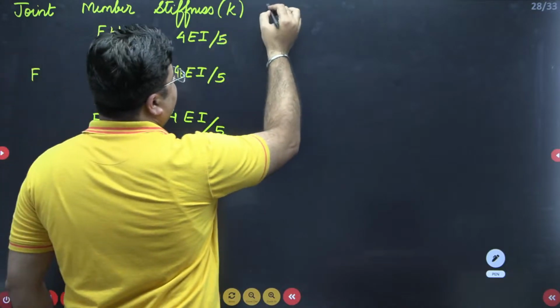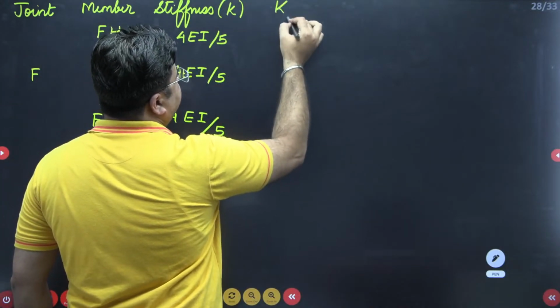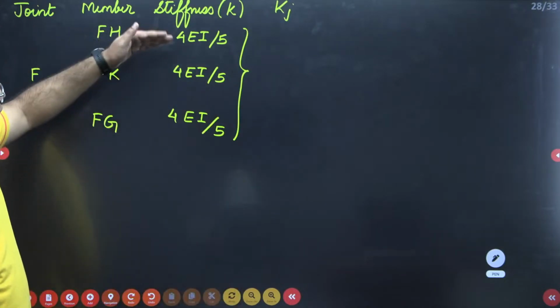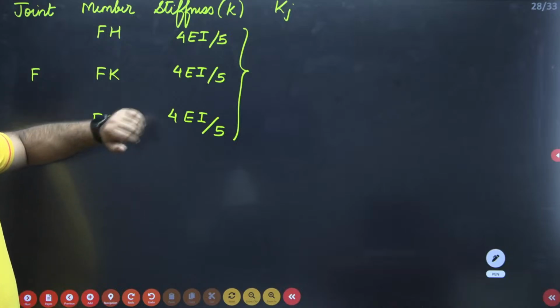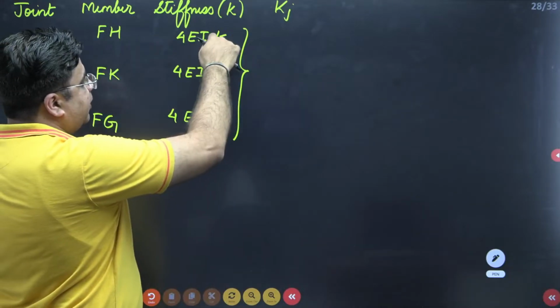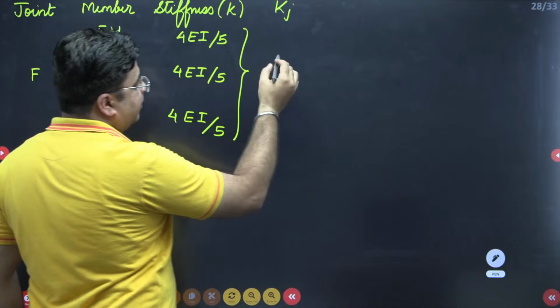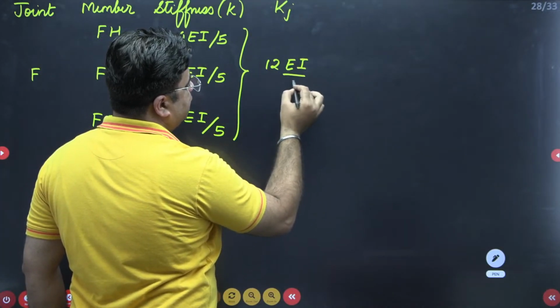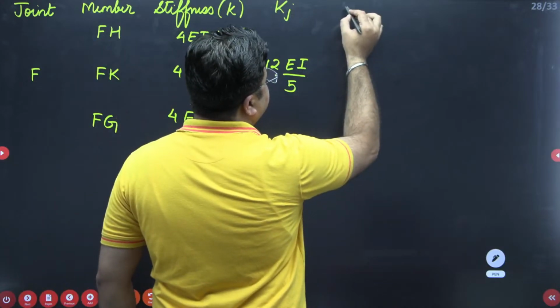Next is calculate stiffness of joint. So stiffness of joint is simply the sum of the stiffness of all the members meeting at the joint. So this will be 4 EI by 5 plus 4 EI by 5 plus 4 EI by 5. So this will be 12 EI by 5. Next, you calculate the distribution factor.